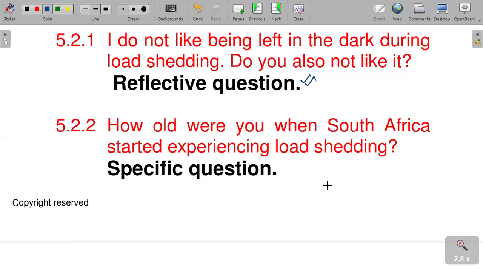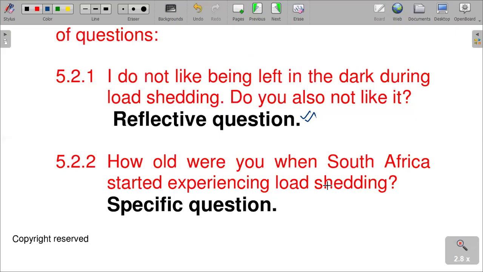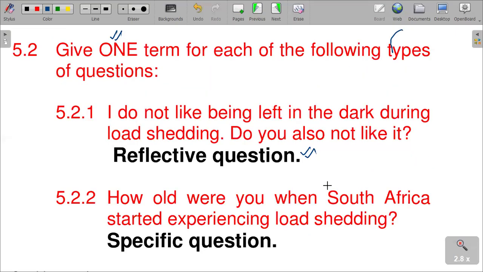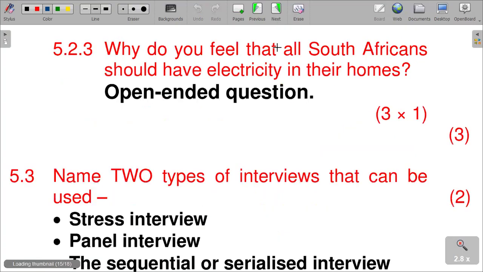How old were you when South Africa started experiencing load shedding? It's a specific question. How old were you when load shedding started in South Africa? This is a specific question. And then, why do you feel?